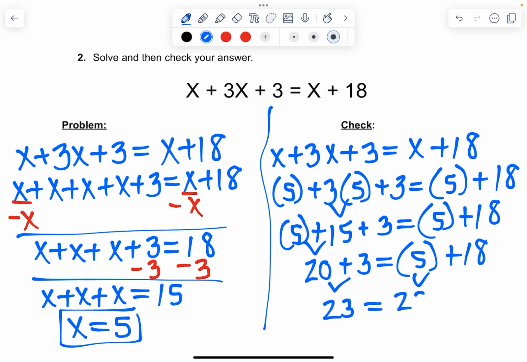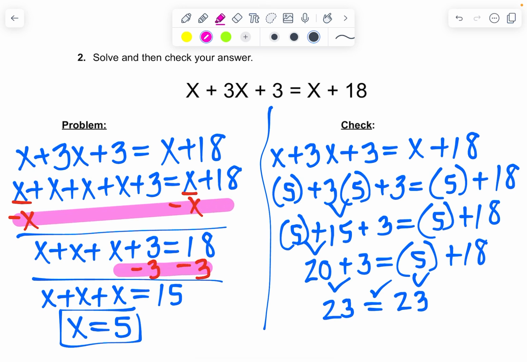equals 23. Again, really important thing is you're going to notice that I can subtract x's here, so I'm going to do that. I can subtract numbers here, so I'm going to do it. So if it is something that you can do, you must do. Don't stop short. If you have any questions, let me know.